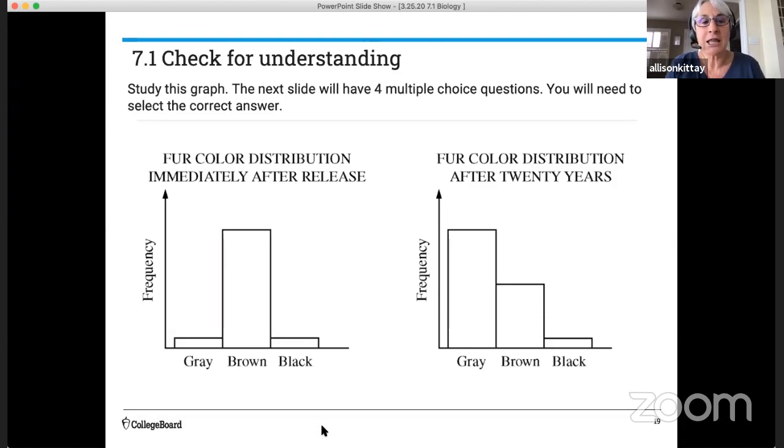So let's take a look at these side-by-side graphs, and the next slide will have 4 multiple choice questions, and you will need to select the correct answer. When looking at the graphs, make sure you look at the x-axis, which shows fur colors, and the y-axis, which shows the frequency. The right-hand graph has the same axes, but it's the fur color distribution after 20 years, compared to the one on the left, which is the fur color distribution after immediate release. So let's take a look at the questions. We'll have an opportunity to come back and look at the graph before you give your final answer.